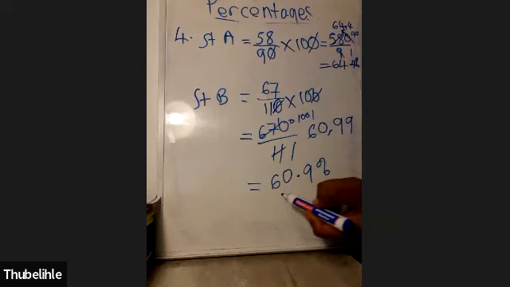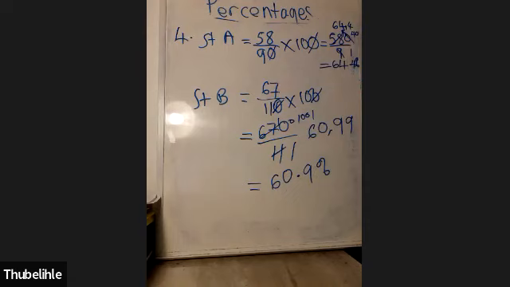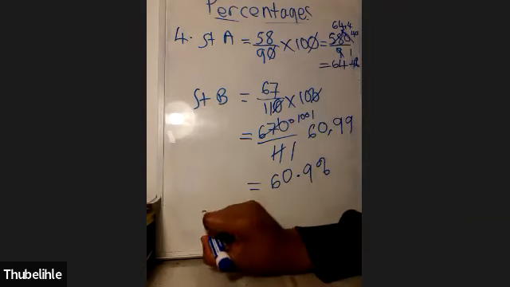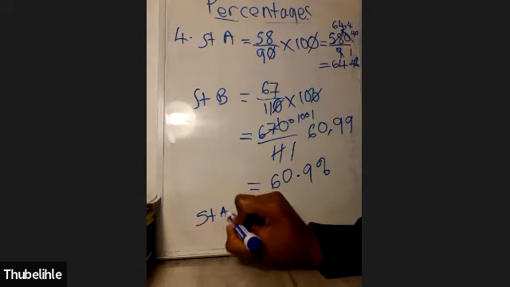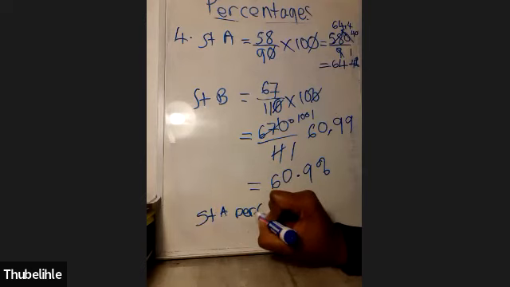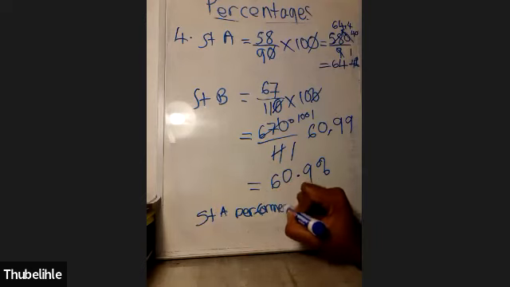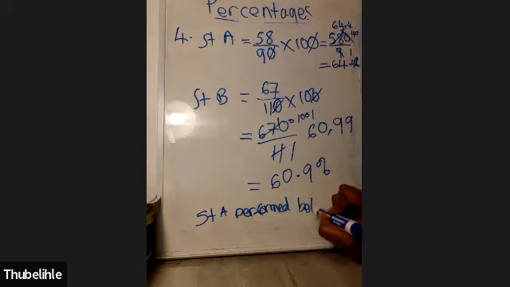So between student A and student B, who do you think did better? Student A had 64.4%, student B had 60.9%. Who do you think performed better? Student A. Yes. So that's how you come to your conclusion, and then you write a sentence here. Student A performed better than student B. Okay.